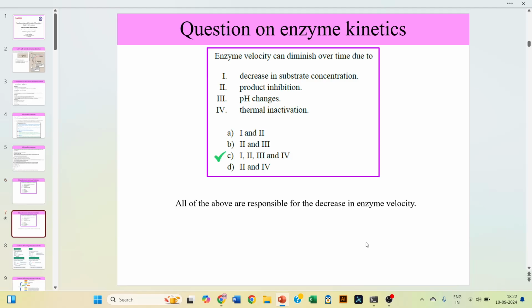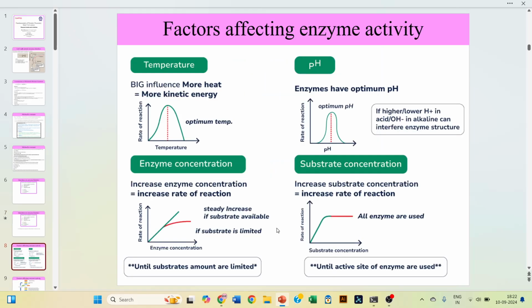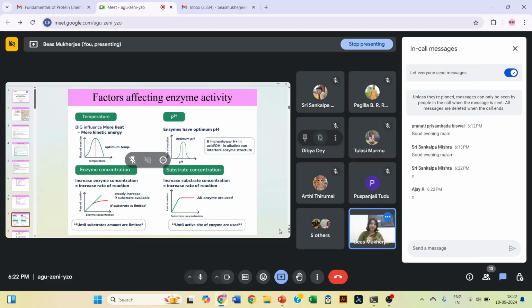Achha. So the right answer is C because all of these are involved in reducing the enzyme activity over time. Okay. If you go back to these slides from our previous lecture, then you will be able to relate. So in the last lecture, we had studied the different factors that affect enzyme activity, right? So amongst them were temperature, pH, and enzyme concentration and substrate concentration.